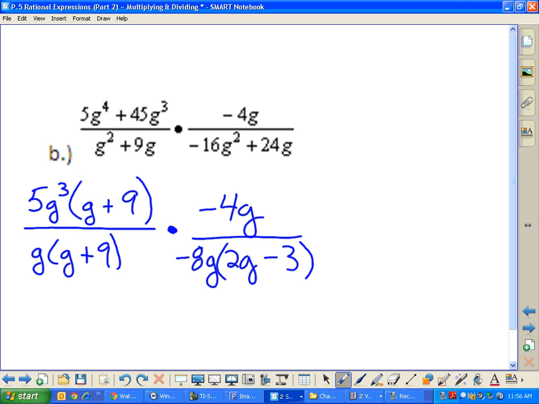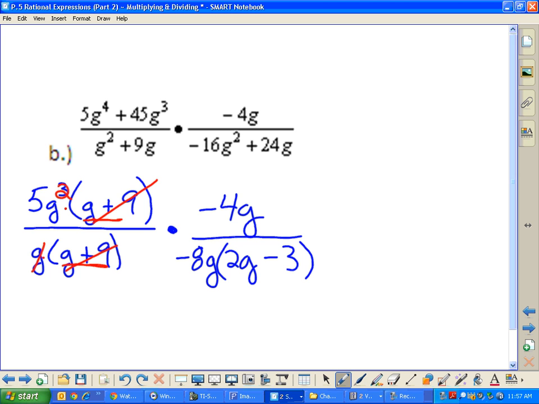Now I'm going to go ahead and start to cancel. I always cancel top to bottom first, and then I do diagonal. So for instance, I see I have a g plus 9 up here and a g plus 9 down there. So I'll reduce those out. And then I see I have g and g to the third. Those are factors because it's just touching some multiplication. I can reduce out this g so that this g to the third becomes g squared.